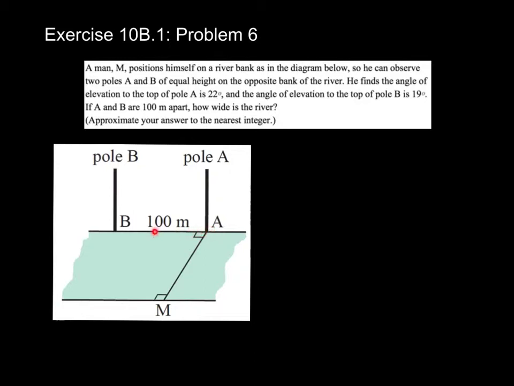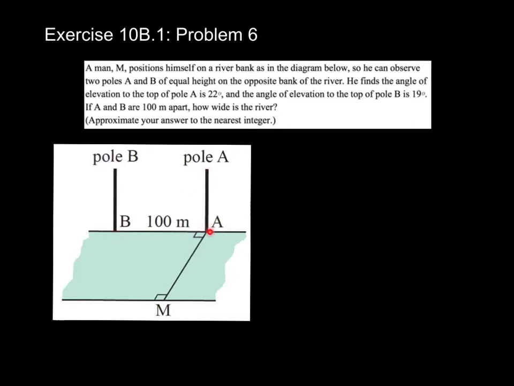And just down the river from pole A is pole B, and those poles are separated by 100 meters. It's also given to us, and this is very important, that the poles are exactly the same height.